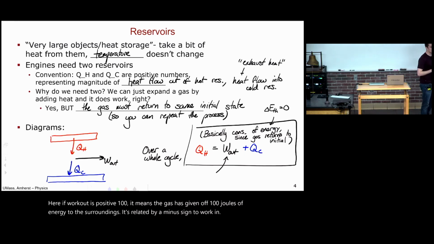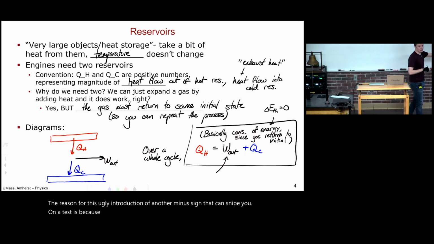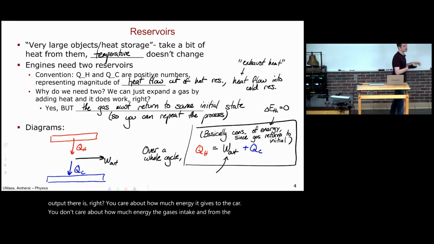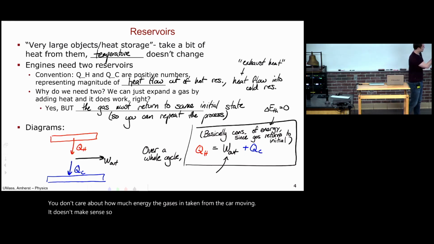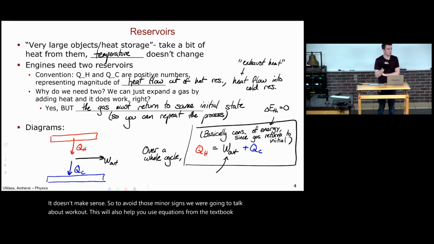The reason for this ugly introduction of another minus sign that can snipe you on a test is because for engines, the quantity you care about is how much work output there is, right? You care about how much energy it gives to the car. You don't care about how much energy the gas has intaken from the car moving. It doesn't make sense. So to avoid those minus signs, we are going to talk about work out. This will also help you use equations from the textbook because they all use work out.